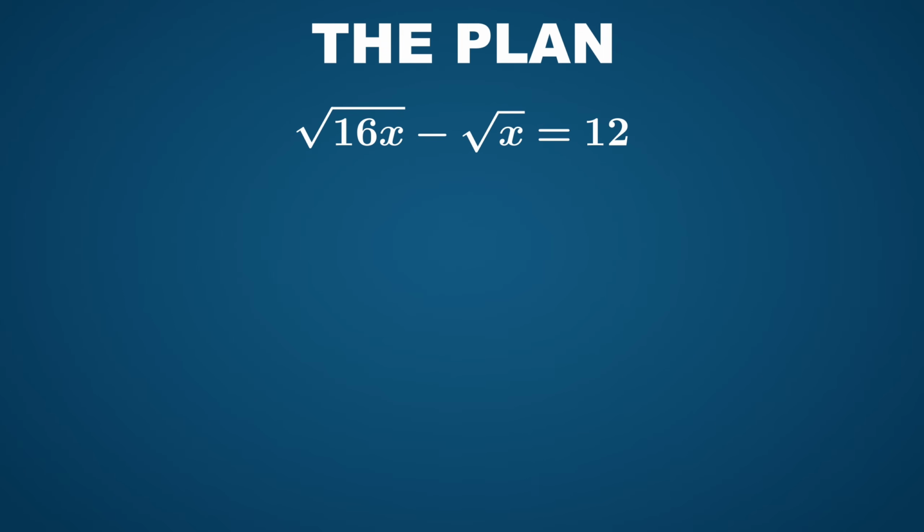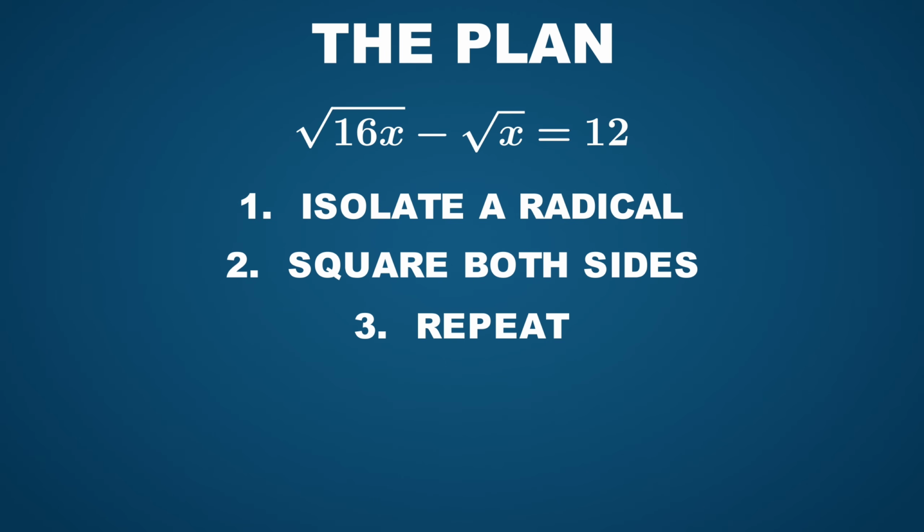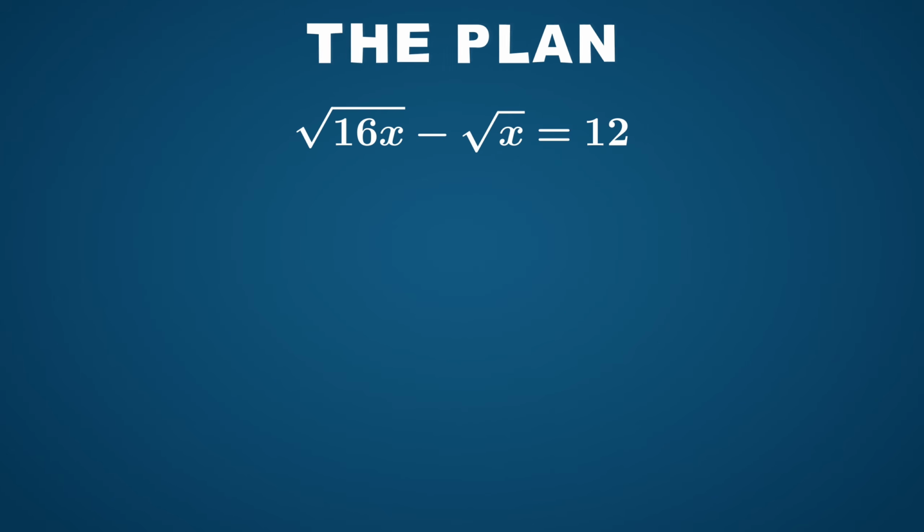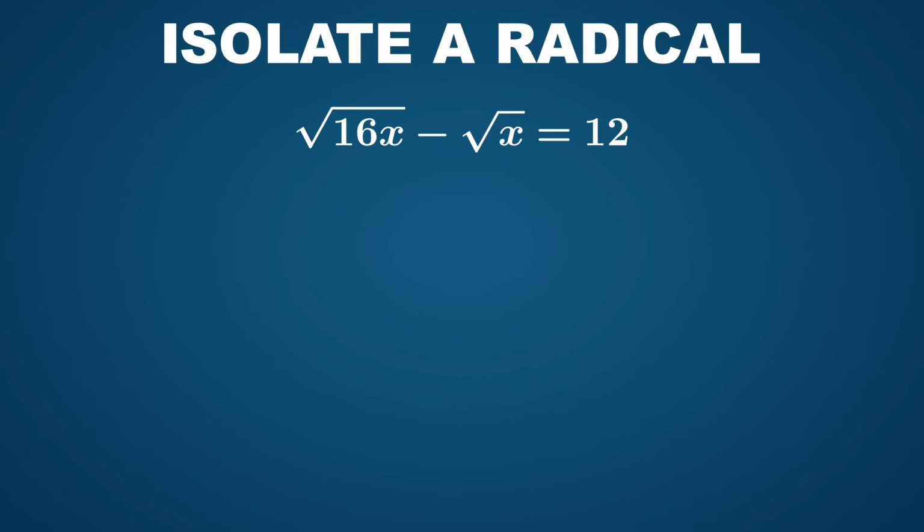Equations like this respond well to squaring both sides. The plan is to isolate a radical, square, and repeat. Both radicals will disappear after 2 rounds of squaring. Squaring works best when a radical stands alone on one side.